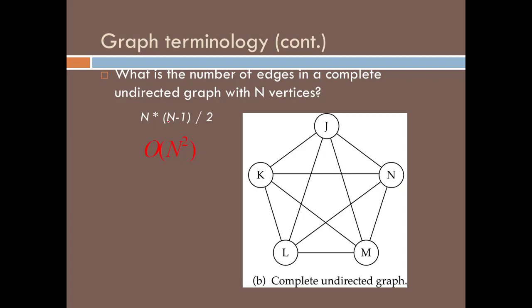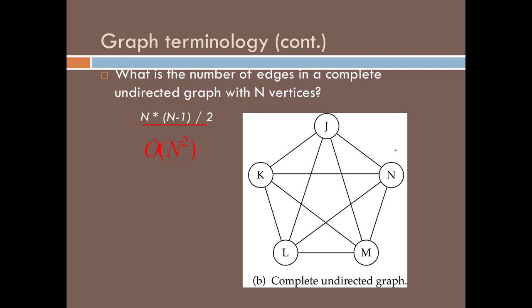Okay, look at this undirected graph. What is the number of edges in a complete undirected graph with n vertices? It can be calculated with this formula, n into n minus 1 divided by 2. If we look at this graph, it has 5 nodes, and we have a path from every node to every other node. For example, j to k, j to l, j to m, j to n, n to l, m, j and k, and so on.